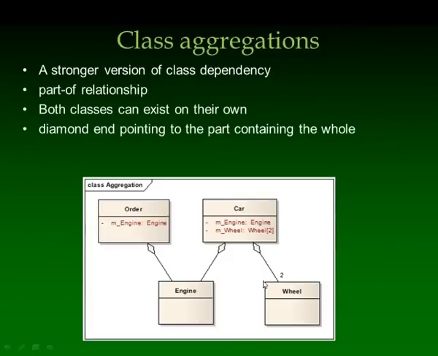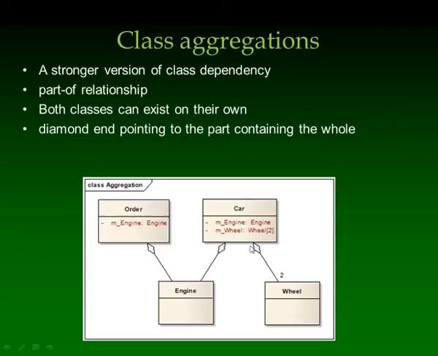Okay, so class aggregation is a stronger version of class dependency, where you have this class appearing as a reference, an attribute of another class. So inside here, car has an engine, and car has a wheel. So this is sometimes referred to as a part-of relationship. Car has a wheel, car has an engine, or actually car has two wheels. Actually, I would think car has four wheels. Oh well. Okay, so car has some collection of wheels, and car has one engine.